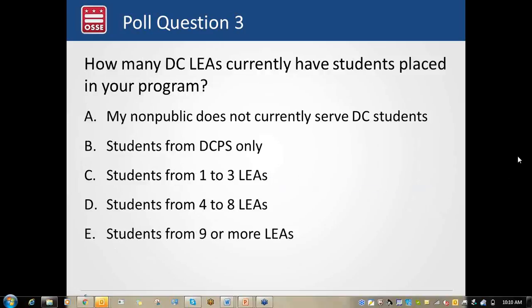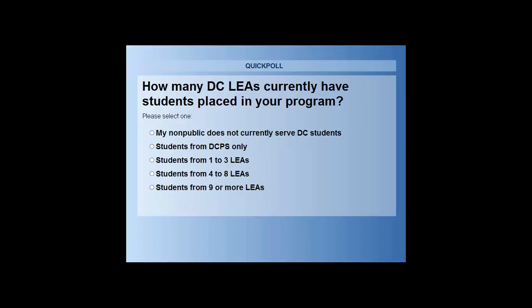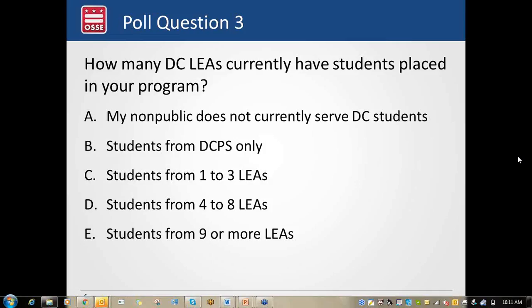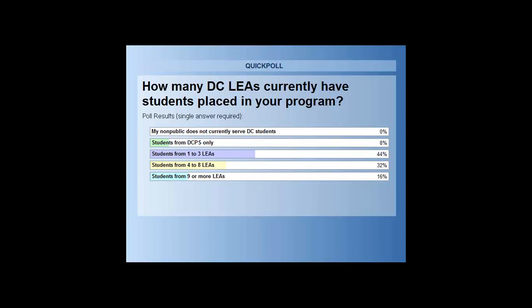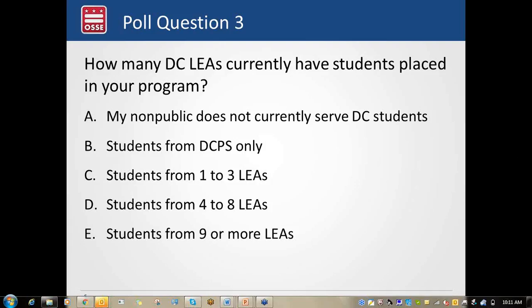And then a related question I would like to quickly ask: how many DC LEAs do you work with? This is important to know for us, because we want to know how often you're having to interact with the LEA. Do you have 10 LEAs that you have to reach out to on a constant basis, or perhaps you only have students from DCPS? A few more seconds to vote. Great, thank you. As you can see, most of you have multiple LEAs that you serve, meaning you have to manage multiple relationships with LEAs to serve those students.